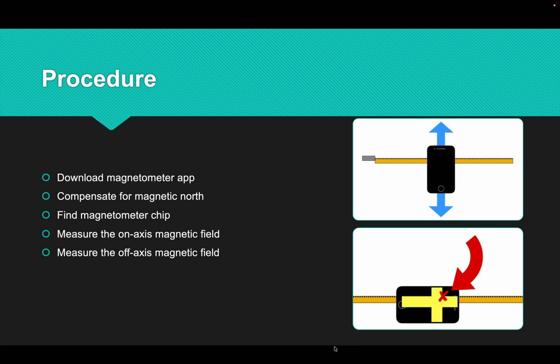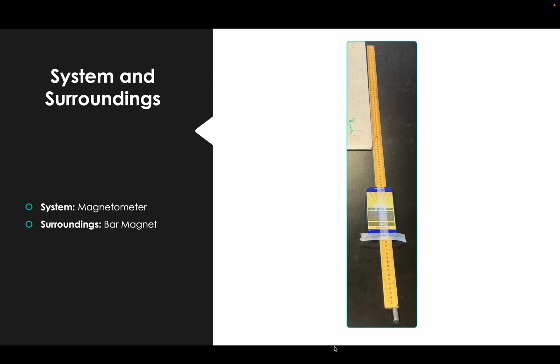Here's the procedure for the lab. First, we downloaded the magnetometer app, then compensated for magnetic north from the Earth, and then we found the magnetometer chip in the phone. After that, we measured the on-axis and off-axis magnetic fields of the bar magnet. You can see pictures on the right of what it looked like, and here's the actual picture. In the system was the magnetometer, within the phone, and the surroundings were the bar magnet.